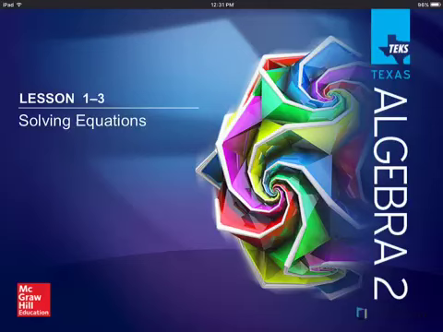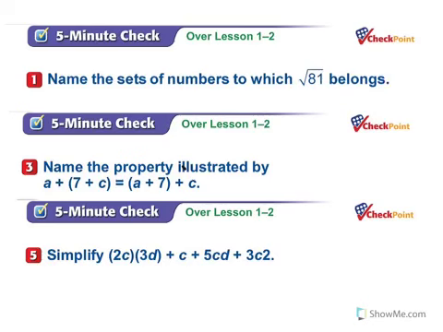Welcome to the 1-3 tutorial, solving equations. We're going to start with 3 5-minute checks, and you will also be answering some questions as well.